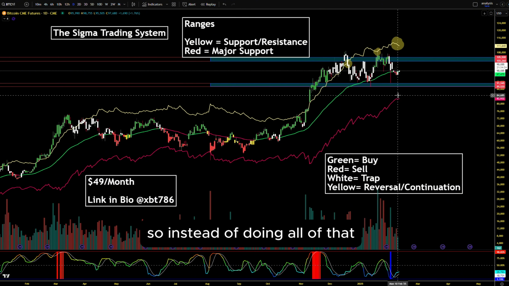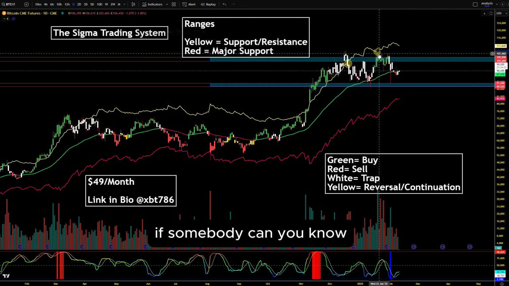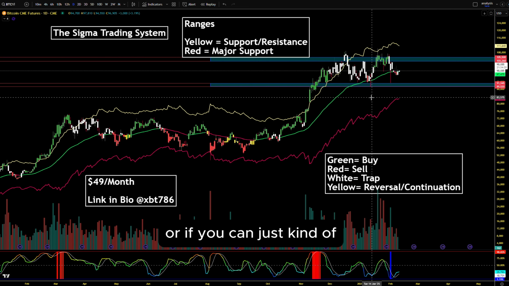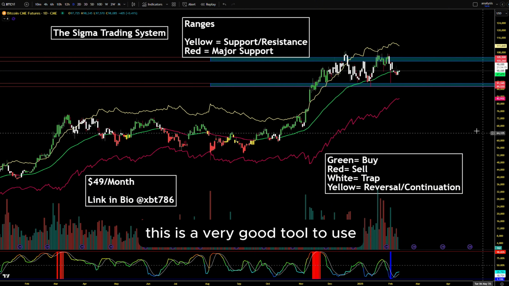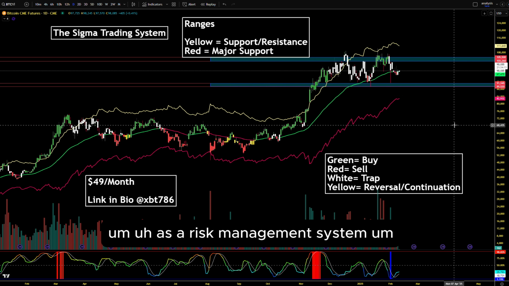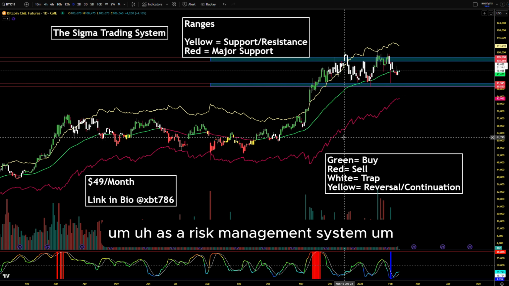So instead of doing all of that, if somebody can help you out there, or if you want to cross reference what other people are saying, this is a very good tool to use as a risk management system.